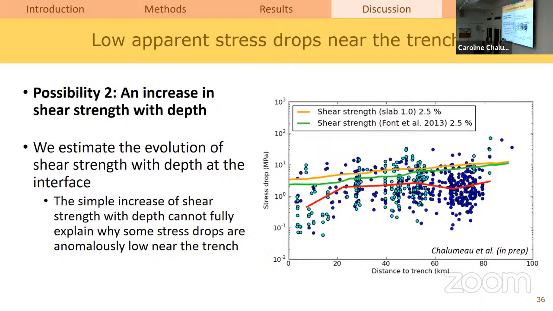The second possibility that we can explore is the fact that shear strength increases as a function of depth, and this should influence the stress drops of aftershocks. In order to test for this, we estimate the shear strength at the plate interface, and I'm showing you this here in orange and in green using two different models for the slab. What you can see though is that the shear strength at the plate interface increases more or less linearly as a function of distance from the trench, whereas stress drops drop significantly more near the trench, which suggests that this isn't really the primary reason why these stress drops are so low near the trench.